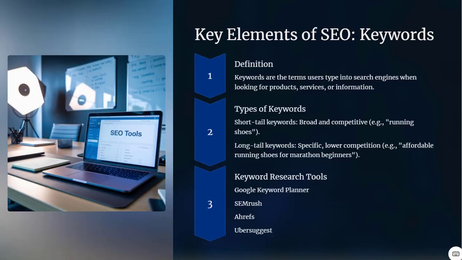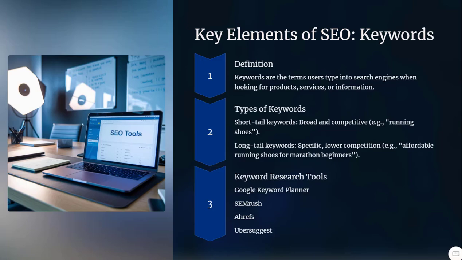So now we look at some key elements of SEO. The first component is keywords. Keywords are the search terms the user types into the search engine when looking for products, services, or information. There are two main types of keywords: short tail keywords, broad and highly competitive, like running shoes, for example, quite general, and long tail keywords, more specific, lower competition, more detailed, and targeting a niche market. For example, affordable running shoes for marathon beginners. Some popular keyword research tools include Google Keyword Planner, SEMrush, Ahrefs, and Ubersuggest.